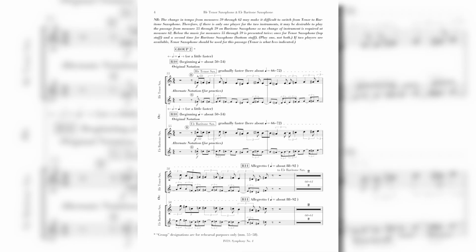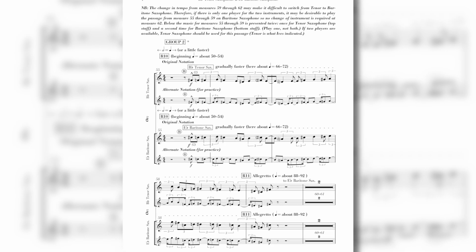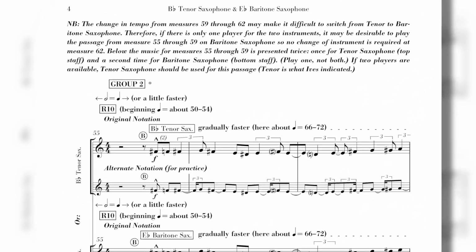The entire passage at rehearsal 10 consumes the page because I'm having to present both versions, one for tenor and one for baritone, and the alternate notations. So that eats up a lot of real estate on the page, but that's not the issue. The issue is to get the notes there and make it playable for the readers of the part. And at the top of the page, I include a note explaining what's going on here.